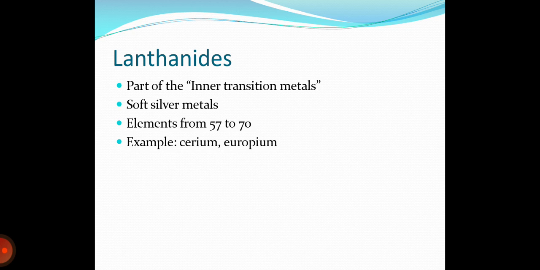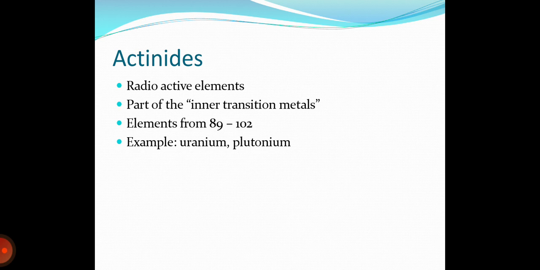Then I have a topic about actinoids. These actinoids are radioactive elements. These are part of the inner transition metals. The elements from 89 to 102 are actinoids. For example, uranium and plutonium.